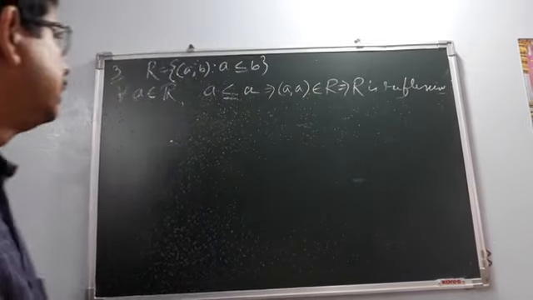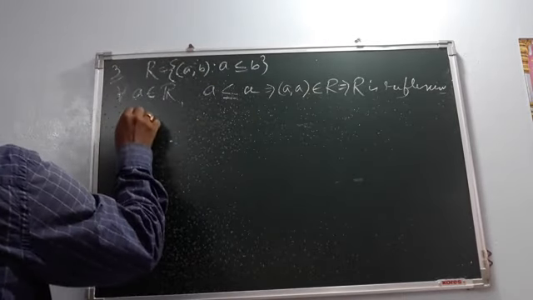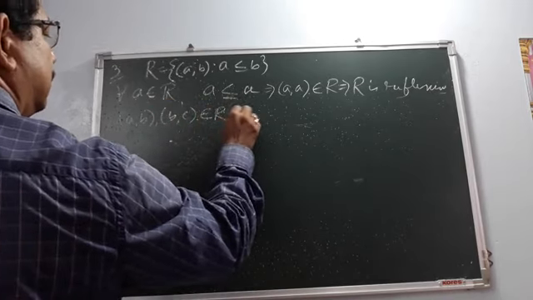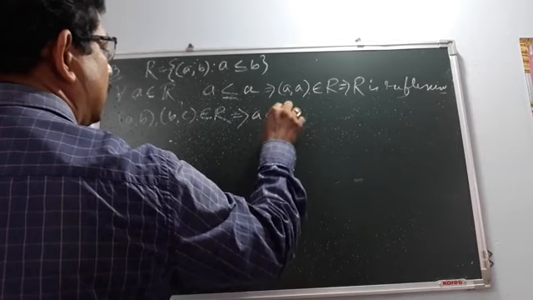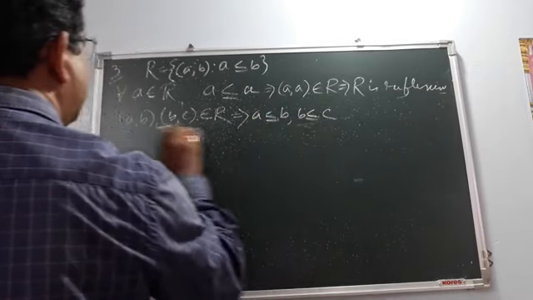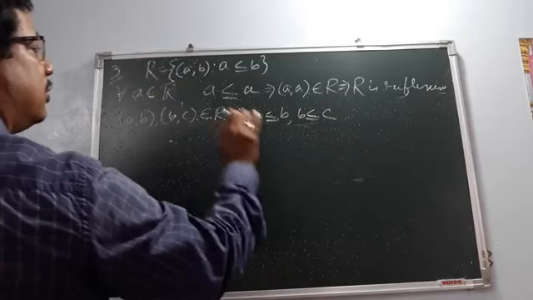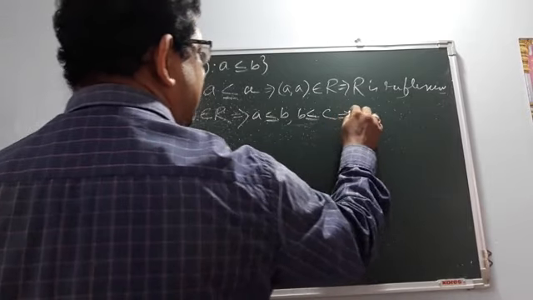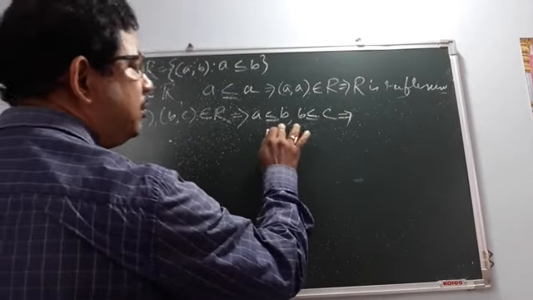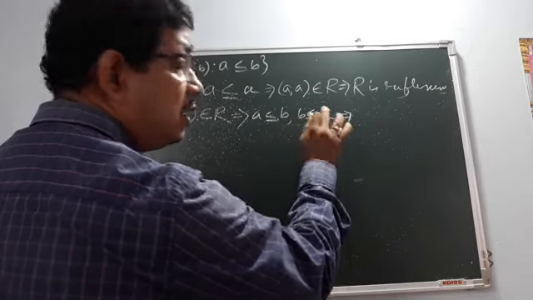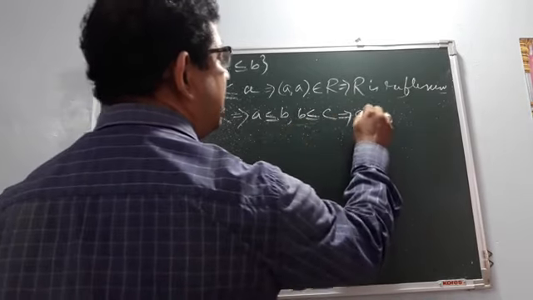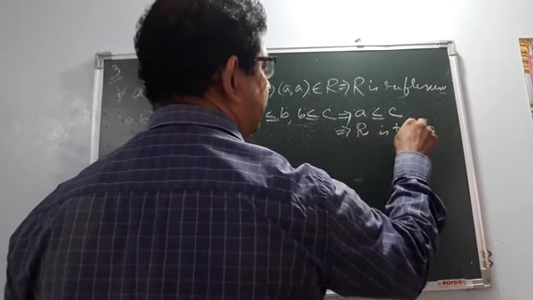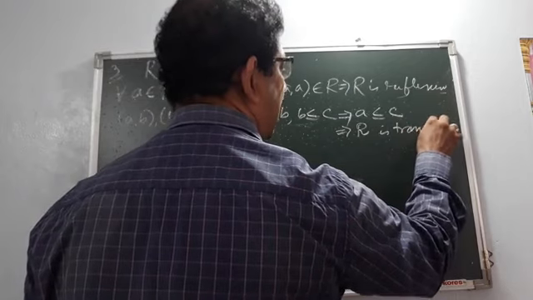Now, transitive. Suppose (a, b) and (b, c) belong to R. This implies a is less than or equal to b and b is less than or equal to c. How? Because if (a, b) is within R, a is less than or equal to b, and if (b, c) is there, then b is less than or equal to c. Then by the properties of inequalities, a is less than or equal to b and b is less than or equal to c, so we can say a is less than or equal to c. This implies R is transitive.